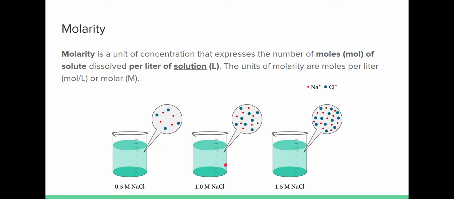You can see that there are three solutions here with different concentrations. This solution here has a 0.5 molar concentration, and that would be a fairly dilute solution. If we increase the molarity or multiply it by a factor of 3 to create a 1.5 molar solution, it's simply just going to have more particles of the solute per unit volume. And the higher the molarity gets, the more concentrated the solution is. The lower the molarity is, the more dilute that solution is.